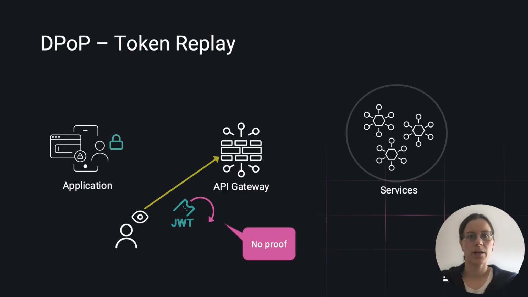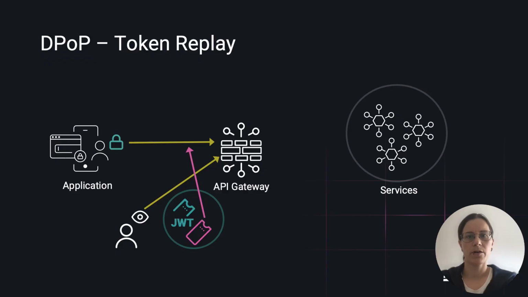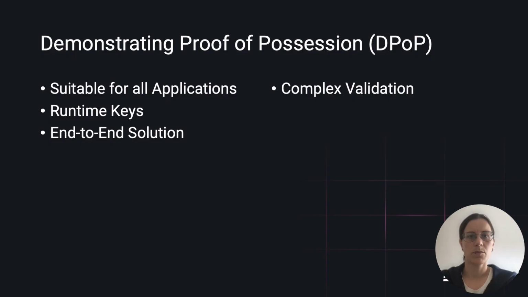DPoP mitigates token replay because a malicious party needs to be able to create the key proof to gain access. But since they don't have the private key, they cannot do so. Even if a malicious party had a proof, it would not be able to replay the access token in a new request because the proof is a one-time token that is bound to the original request. The benefits of DPoP are that it's suitable for basically any application, but in particular mobile and browser-based applications. It uses runtime keys and provides an end-to-end solution. However, it comes with more complex validation requirements because services also need to validate the key proof and keep track of whether they have received a proof before.